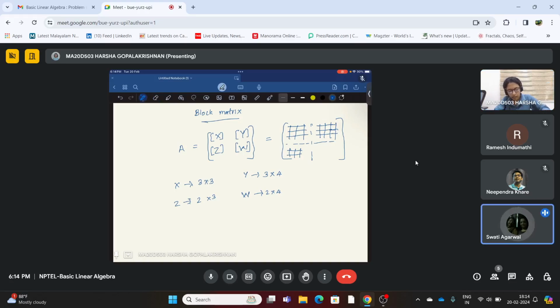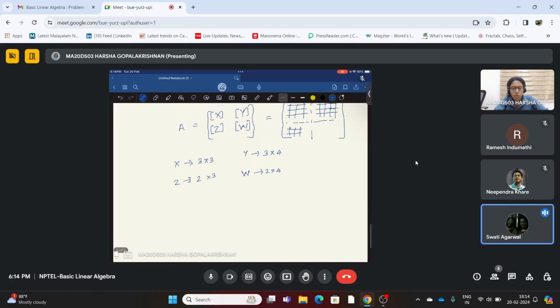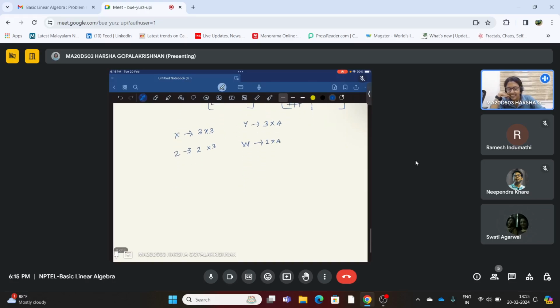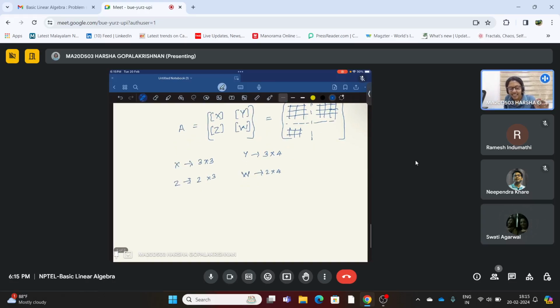For example, if all are the same size, say 3 by 3, can we say XW minus ZY is the determinant of A? I don't think we can say. Actually, that is the one question I am not supposed to answer, but still, there are some conditions. As I told, if we have 3 by 4 and 2 by 4 matrices, there is nothing like a determinant here.